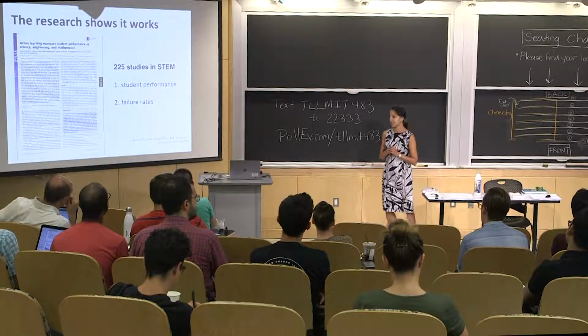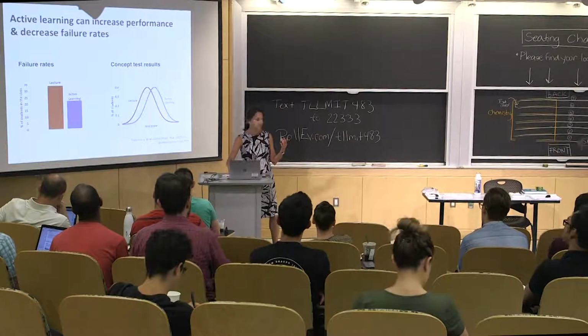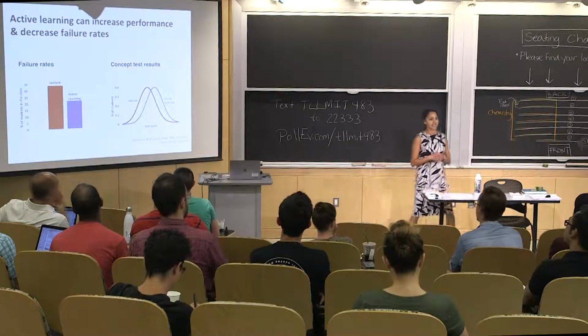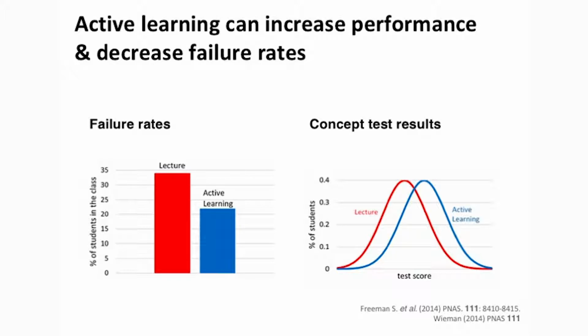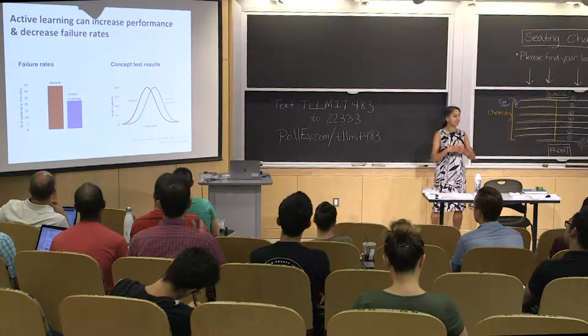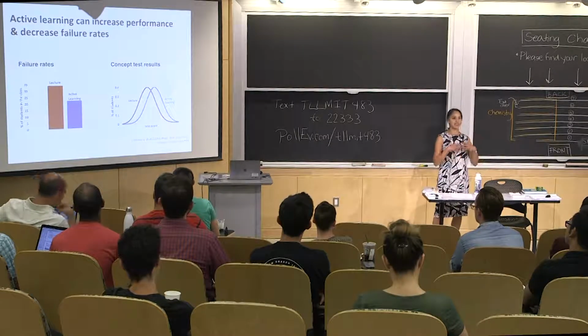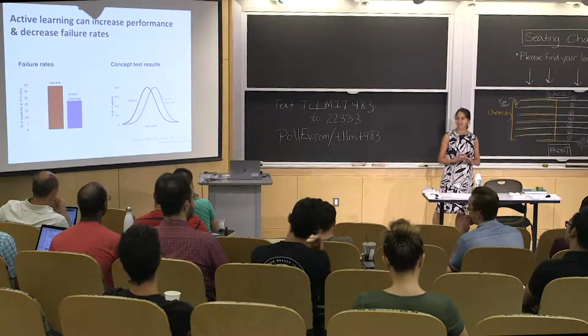There are some really interesting things. Not only did it help to decrease failure rates, but on measures called concept tests, measures of conceptual understanding, we see that active learning really helps students better understand the underlying concepts. You've probably seen this before, where students can pattern match and plug and chug and get the right answer. And in fact, if tests aren't well designed, they can still do well on tests, right?